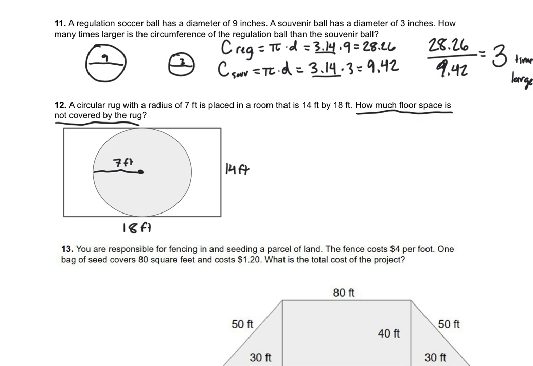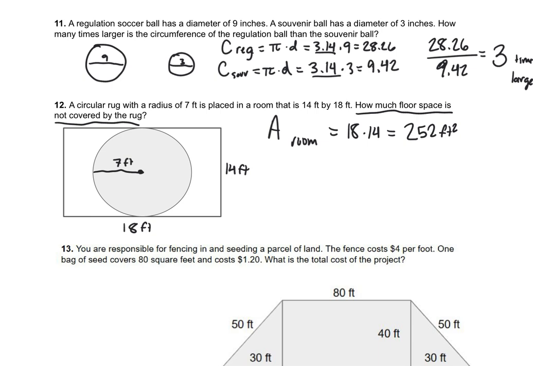So what we're going to do first here is find the area of the room, and then we'll find the area of the rug, and we'll just subtract the two to see what's left over. The area of my room is simply a rectangle, which is base times height. So 18 times 14, I get 252 square feet.